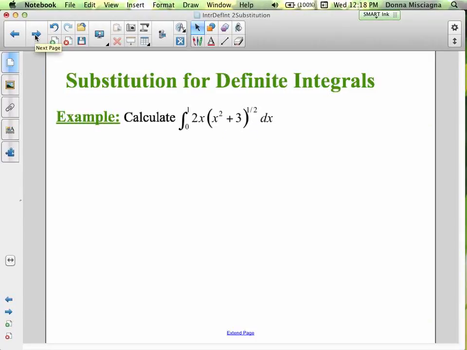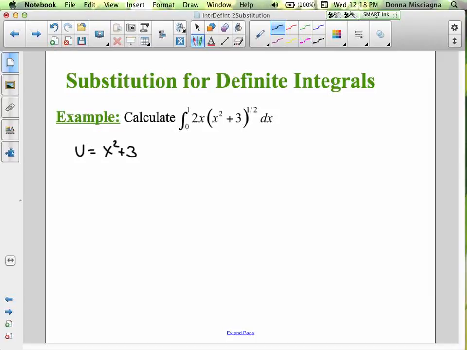All right, so substituting for definite integrals. This time, we're not going to substitute back. This is a very, very similar problem, slightly different. u is going to be x squared plus 3. We'll take the derivative with respect to x, du/dx equals 2x, and now we do match. So du equals 2x dx. du is going to replace the 2x dx, and u replaces the x squared plus 3. We need to find the new limits of integration.